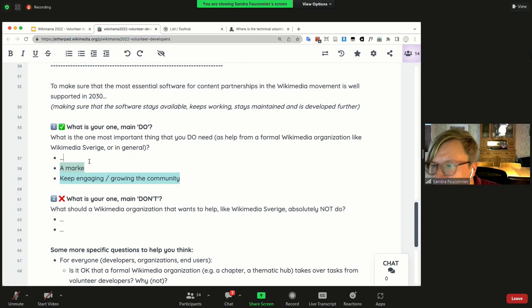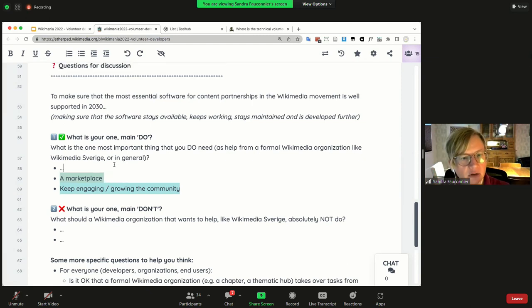So I see that someone is already typing. A few people are already typing, and I will give the group the opportunity to do that for a few minutes. I will keep an eye on the Etherpad, what people are typing, and if I see that our ideas are falling a little bit silent, then I will come back and we can discuss it as a group.